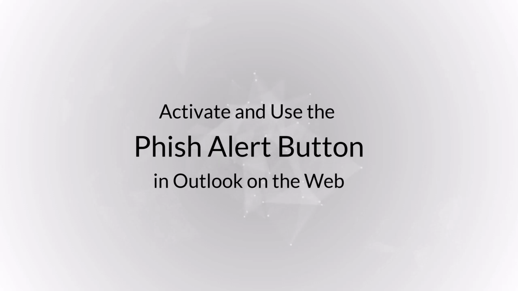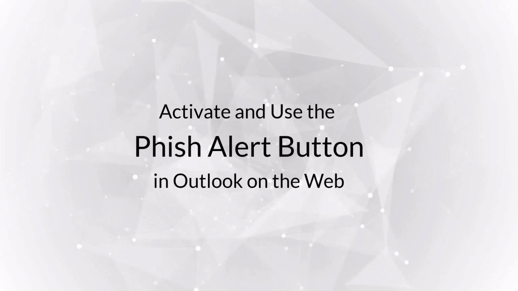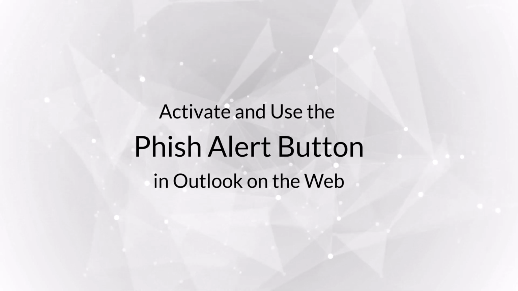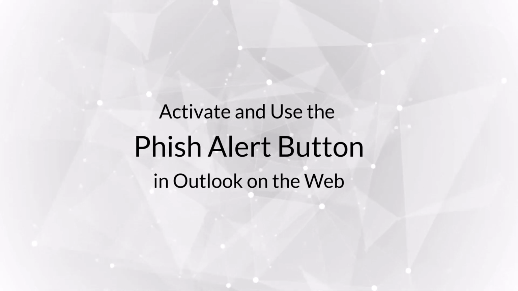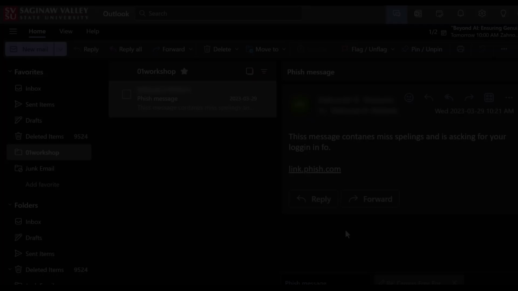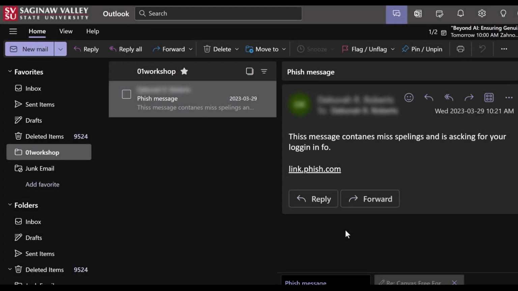This video will show you how to activate and use the Phish Alert button in Outlook. This handy tool helps you report suspicious emails and keep our campus community safe. First, let's activate the Phish Alert button. You only need to do this once, and it's simple.